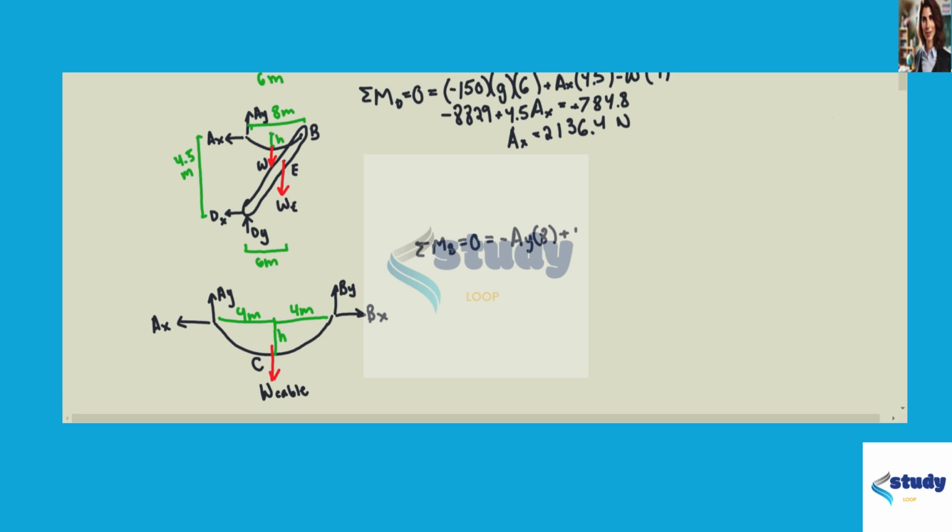And we're going to add the weight of the cable times 4, because there's 4 meters in the horizontal direction between C and B. So this will be negative 8 AY equals negative 784.8. So AY equals 98.1 newtons.